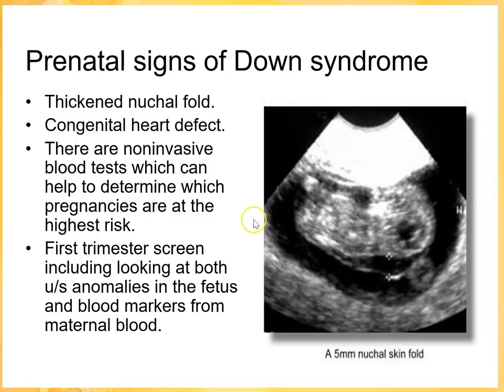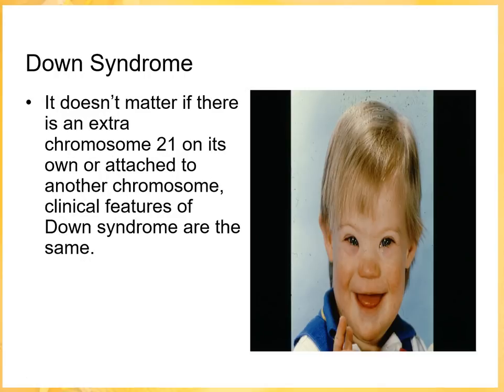Ultrasound signs of Down syndrome include a thick nuchal translucency, so this is fluid in the back of the neck, and congenital heart defects. As I stated earlier, there is non-invasive testing, both ultrasound and blood testing, that can be used to determine who's at higher risk. But it doesn't really matter if the chromosome is attached to another, in this case of a translocation, or you just have an extra copy, the phenotype is the same.